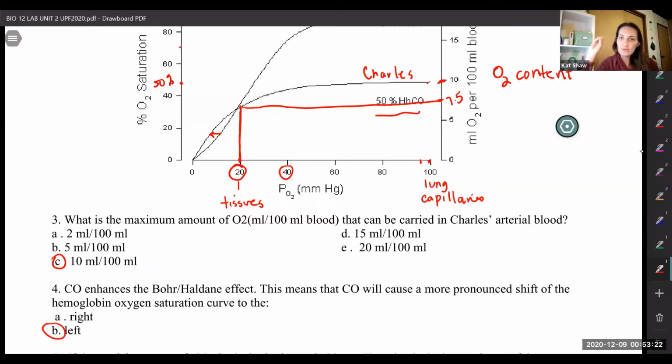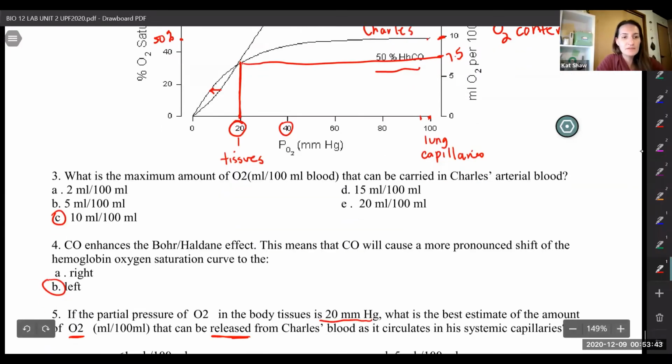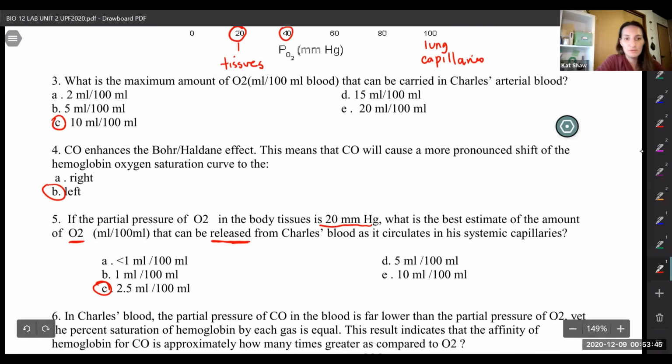If we started with 10 milliliters of oxygen per 100 milliliters, and now we're at 7.5 within the blood, once we've reached the tissues and we've had oxygen be released, we know the difference between 10 and 7.5 gives us the quantity of oxygen released to the tissues. 10 minus 7.5 gives us this 2.5 milliliters of oxygen.